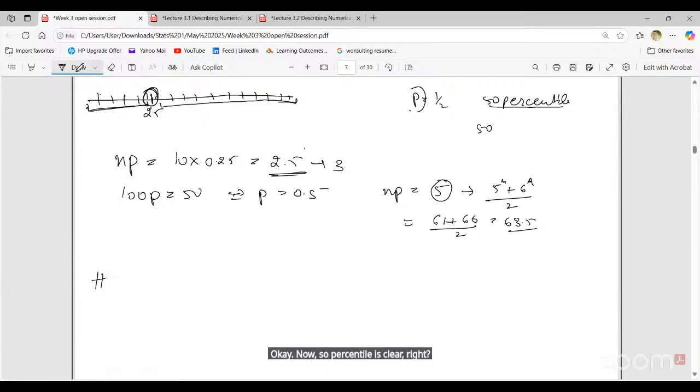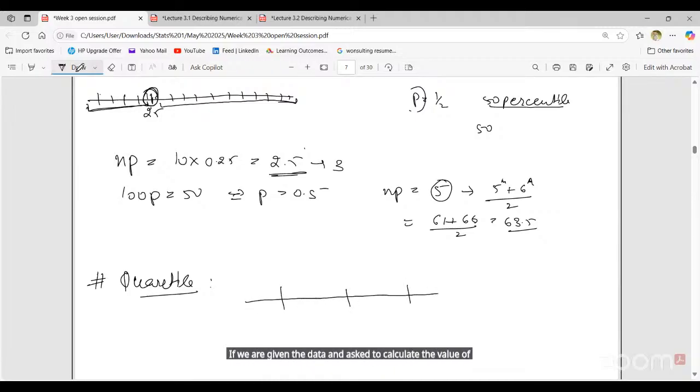Now comes the quartile. So what is a quartile? It's 1/4, or you can say it divides the data into 4 parts. Basically quartile 1, quartile 2 and quartile 3. If my data is getting divided into 4 parts, it is a quartile.